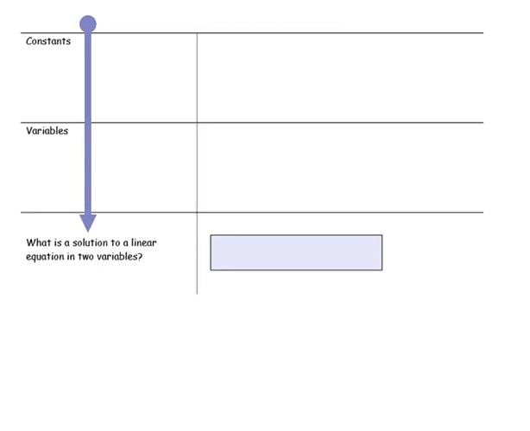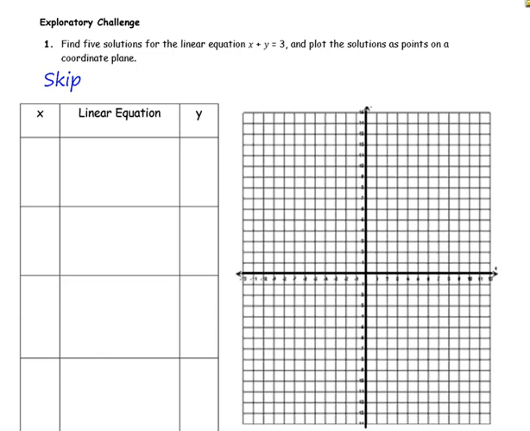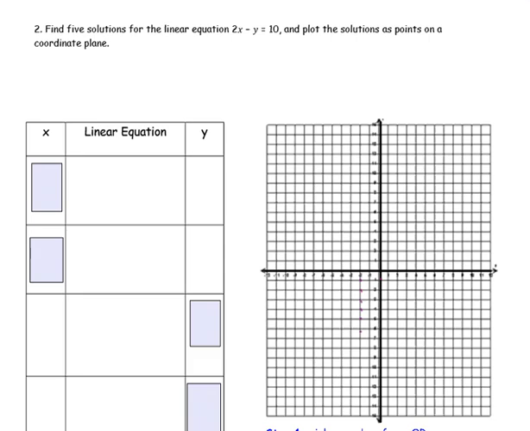What is a solution to a linear equation in two variables? It will be an ordered pair, an x and a y value, that make the equation true. We're going to do number 2. Find 5 solutions for the linear equation 2x minus y equals 10, and plot the solutions as points on a coordinate plane.